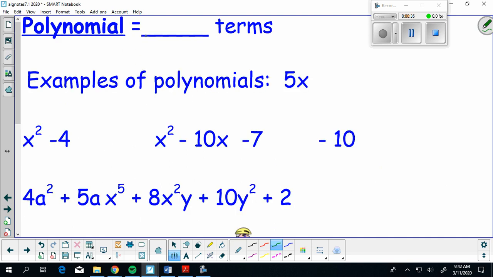Okay, a polynomial means many terms. Here are some examples of polynomials. This has two terms, 1, 2. This has three terms, and this is a monomial, one term. This has 1, 2, 3, 4, 5 terms. It's just a polynomial. It doesn't have a special name.